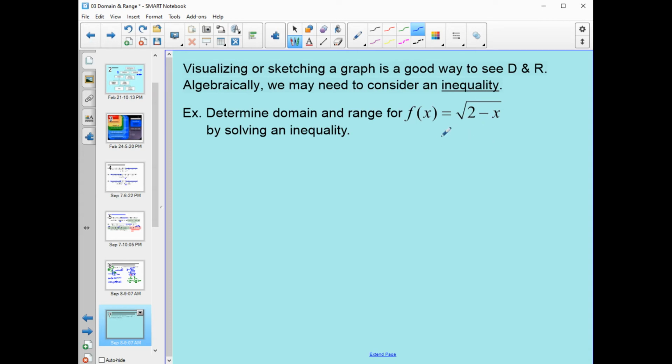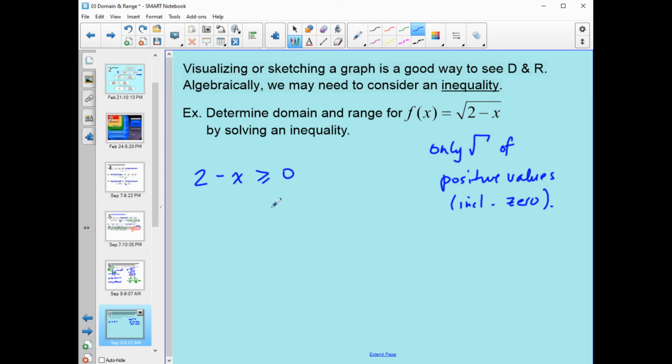We know the property of a square root is that we're only allowed to take the square root of positive numbers, of positive values, and that includes 0. So if that's our rule, then what it means is whatever is underneath this square root sign has to be greater than or equal to 0. So we can rewrite that using what's known as an inequality.